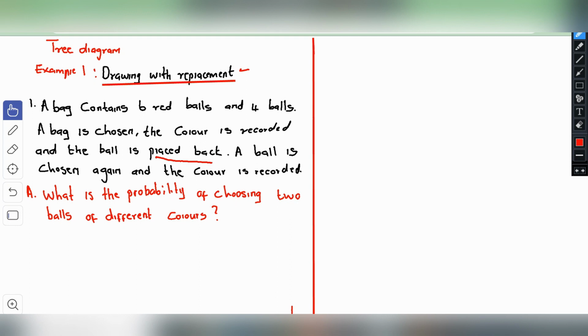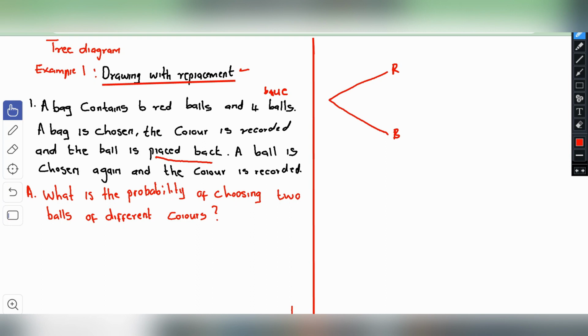So a ball is chosen and the color is recorded, but we don't know which ball was chosen, right? So the first branches that we're going to give are for the first ball that was chosen and recorded, which here we can represent as red, and then 4 balls of blue. Therefore we have blue here. So it's red and blue.